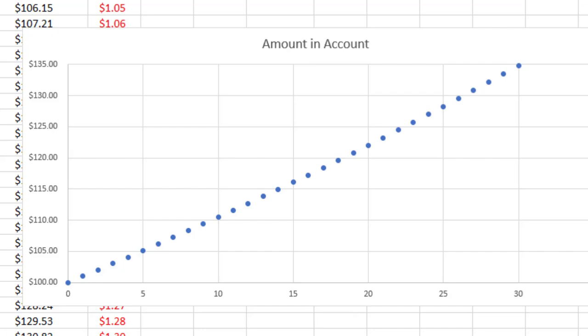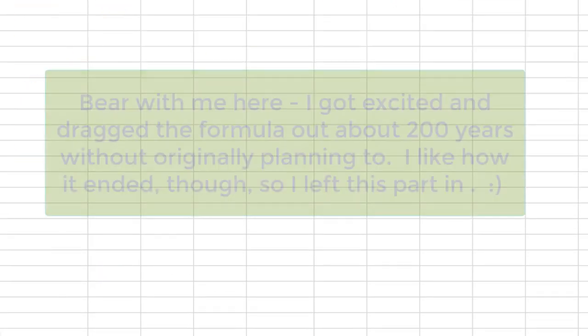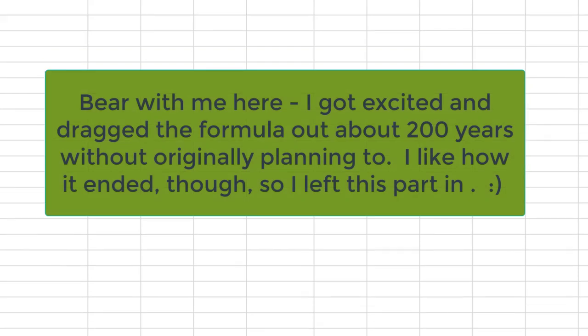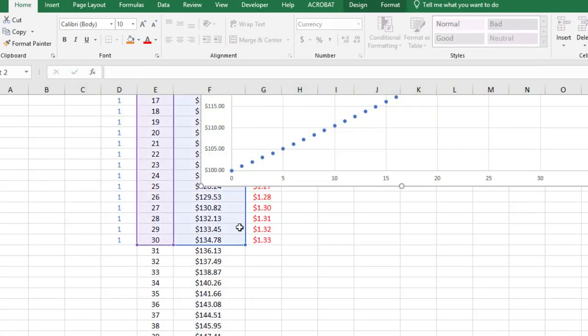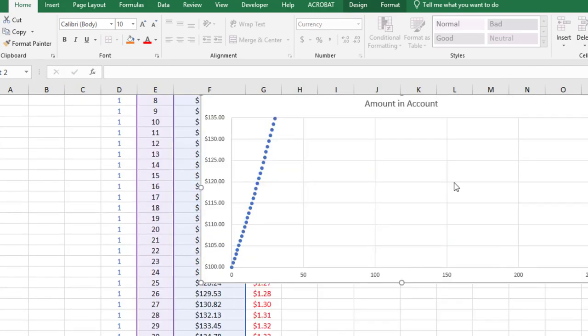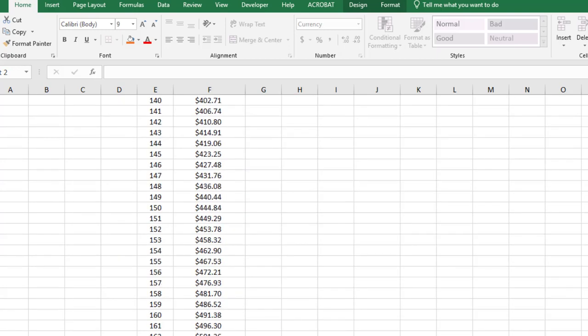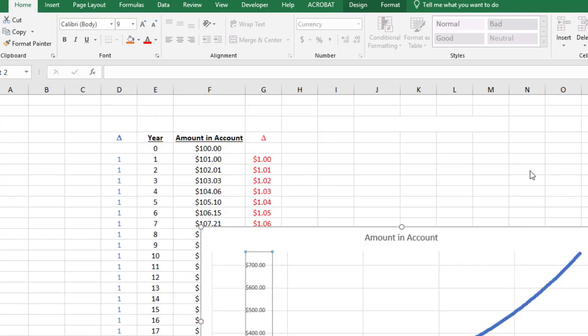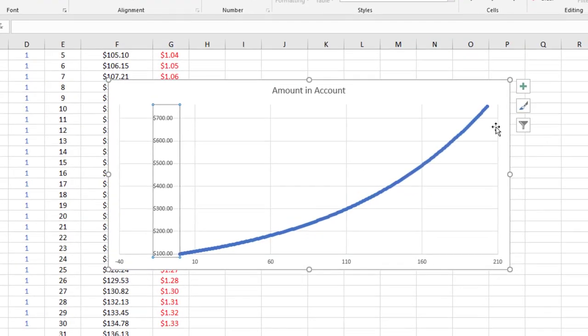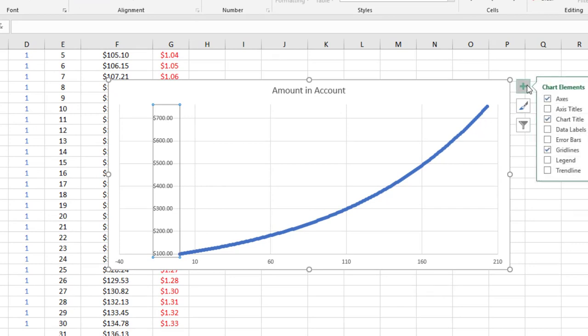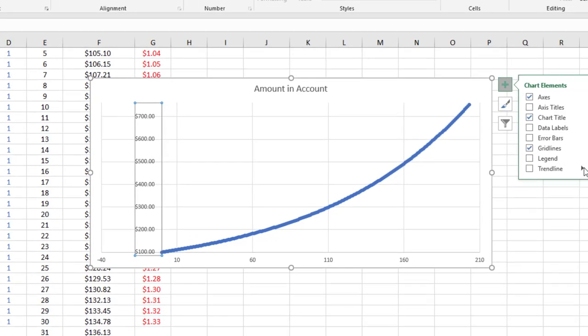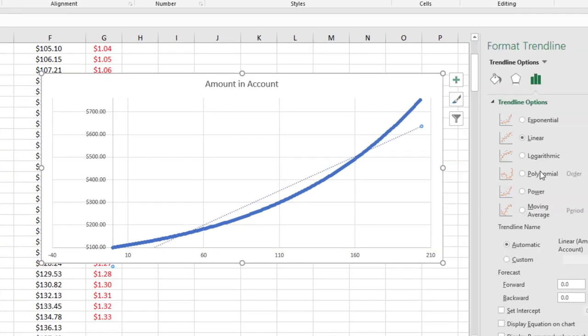But let's do something. Let's continue this out for maybe a couple hundred years. You can really see it now. Now you can really see it. It's definitely not a line. It's definitely curving. And if you take a look at the trend lines, go to more options, that line obviously doesn't fit it at all.